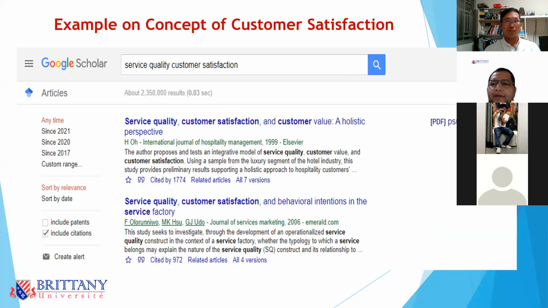How many of you are familiar with Google Scholar? None? All right. Google Scholar is also a source whereby you can get all the journals. Let me share an example with you.